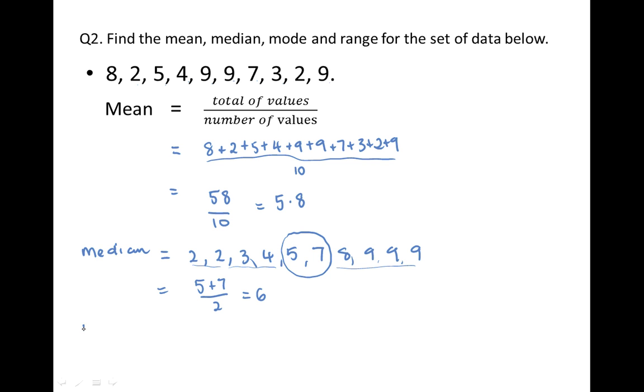Our mode, again, once we have written them in order, is very easy to see which one's happening the most. In this case, it is the number 9. It occurs 3 times. The range, hopefully you've remembered by now, is the biggest number minus the smallest number, which in this case is 9, take away 2. Of course, that is 7 for our range today.